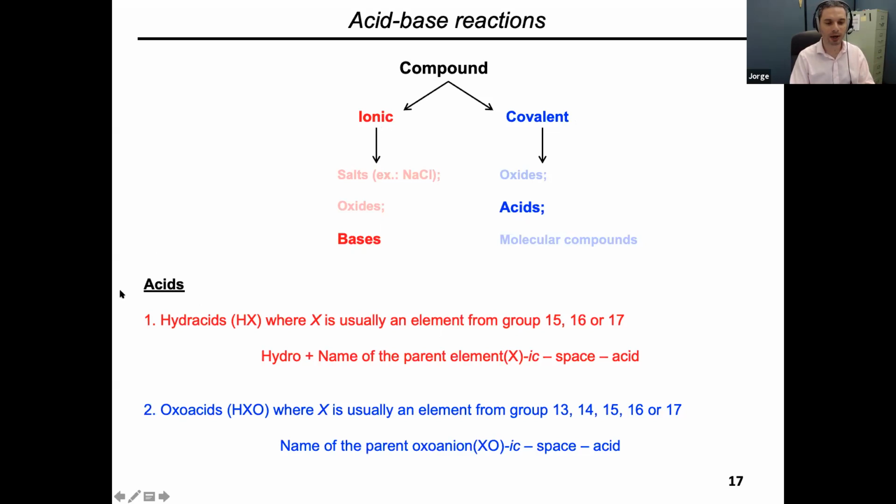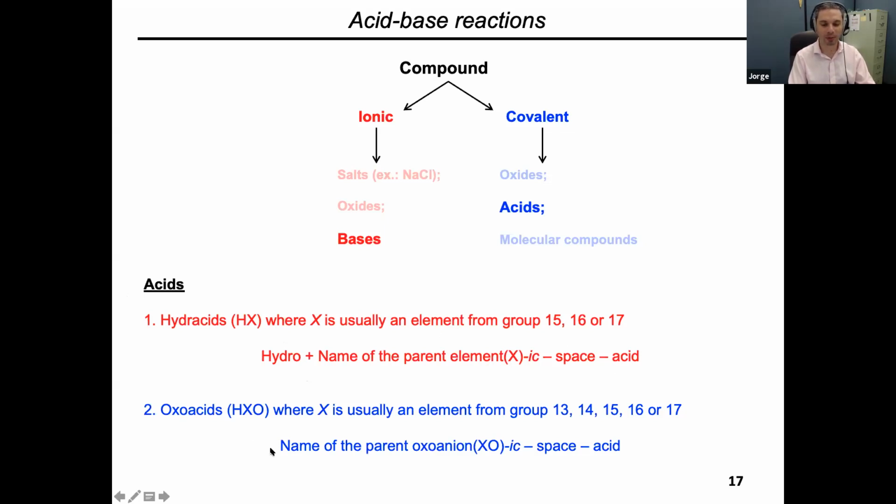Quick recap here about acids. We can have two different classes of acids. First one is called hydracids, and it's HX. The name of hydracids is always hydro, name of the parent element followed by IC, space acid. And the second class is called oxoacids. Now the formula is HXO, okay?